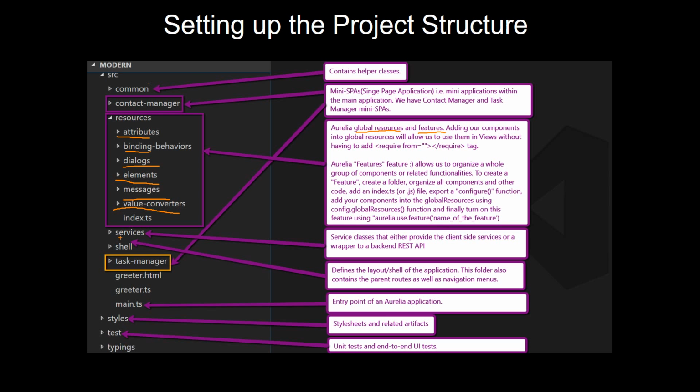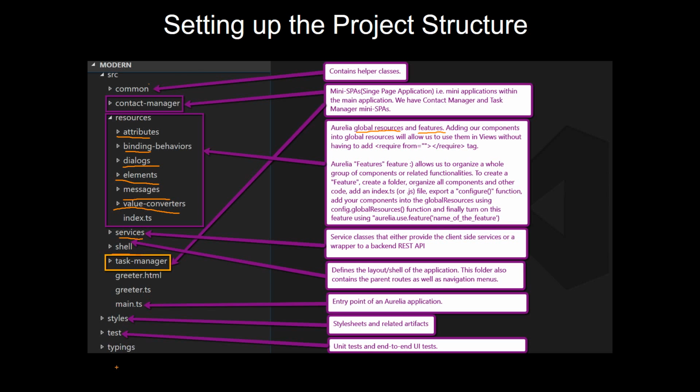Let's pay attention to the next folder. It's called services. As the name implies, it can either be a client-side service or a wrapper to a backend REST API. The next folder is shell, like we talked about in the previous slides. This is the folder that contains the main layout, also called a shell. It's going to show where I would put my navigation items like the top menu bars, where I would put my list view, where I would put my detail view, and so on. So it basically gives the structure of the UI layout of the entire application.